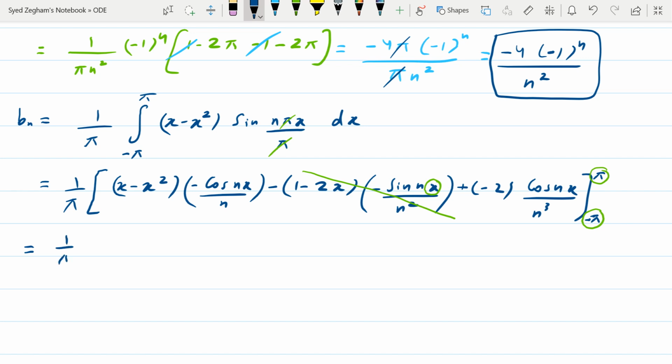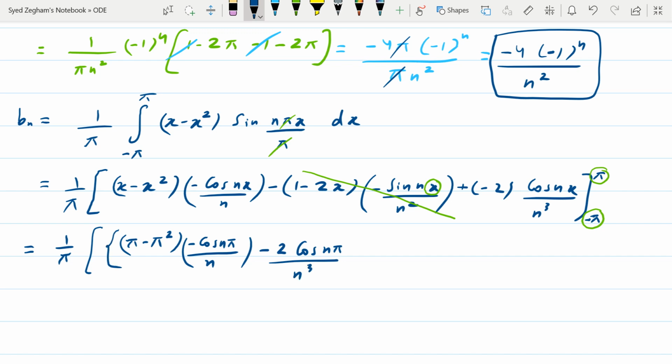So we get 1 over pi. Let us put x equal to pi first. So we get pi minus pi square minus cosine n pi divided by n minus 2 cosine n pi divided by n power 3. This is one term. Minus, now we will put x equal to minus pi, which is our lower limit.